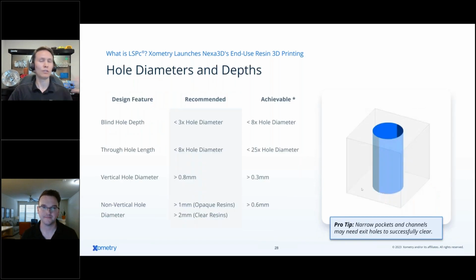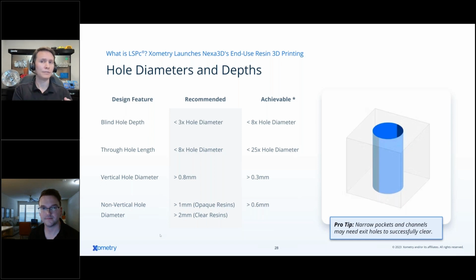So let's talk a little bit about what that may look like in practical terms. We don't need to go over every single one of these, and we have these design tips on Xometry.com. But the big thing I want to talk about is recommended versus achievable. You need to know the rules and then know how you could break them. And that's the same with design tips. As you're designing, I recommend looking at the recommended as a minimum, and then when you're building and you need that feature, you can move up to that achievable in your design.